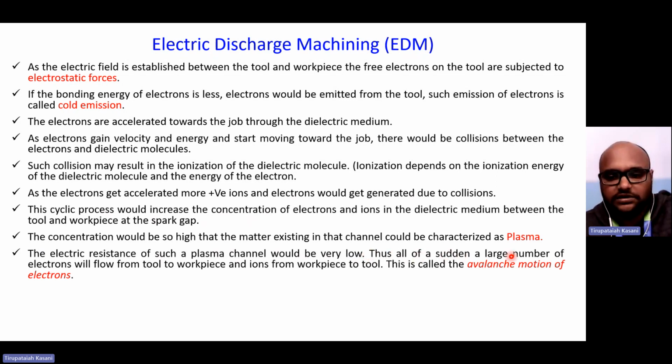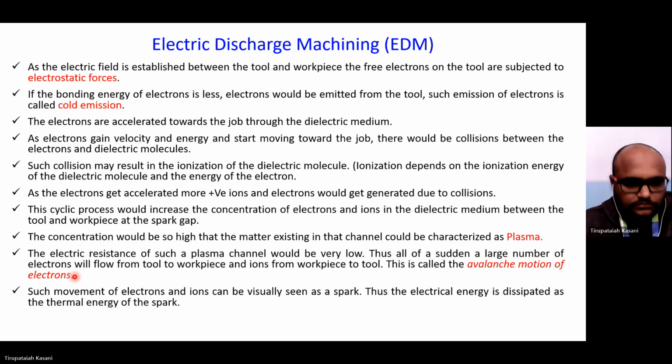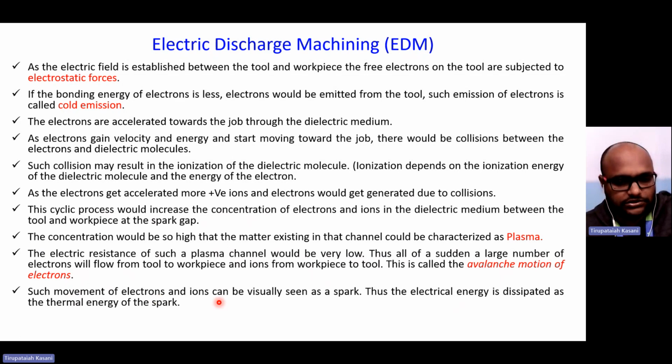Thus, all of a sudden, a large number of electrons will move from the tool to the workpiece and ions from the workpiece to the tool. This is called avalanche motion of electrons, means the movement of positive ions to the negative or negative ions to the positive. Such movement of electrons and ions, here ions in the sense positive, electrons in the sense negatively charged particles, can be visually seen as a spark. The spark is nothing but the combination of positive ions and negative ions.